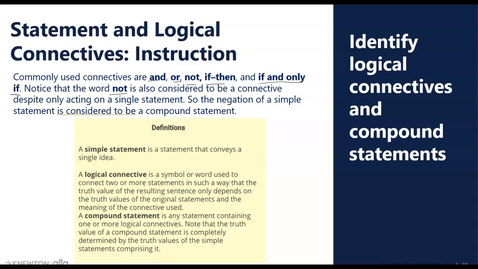So a simple statement is a statement that conveys a single idea. A logical connective is a symbol or word used to connect 2 or more statements. Here are the words. We're going to see that the symbols are and, or, not, if then. And some books, by the way, use a different symbol for the not. I think your book uses this. And if and only if is in both directions. So a compound statement can be written with symbols and with statement letters, using one of these symbols, or more than one of these symbols.